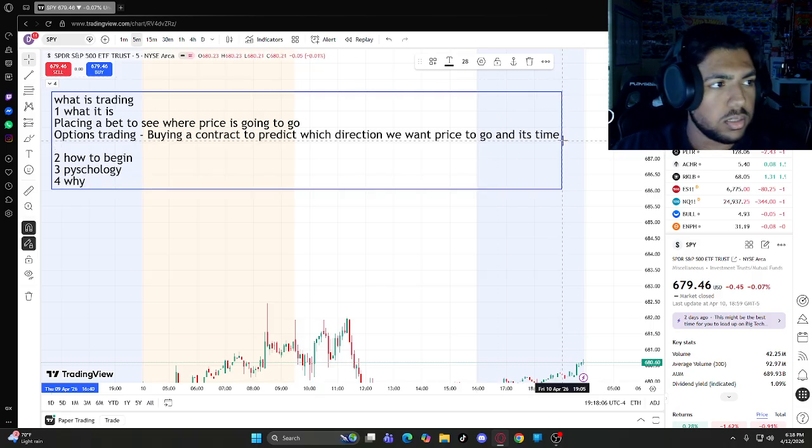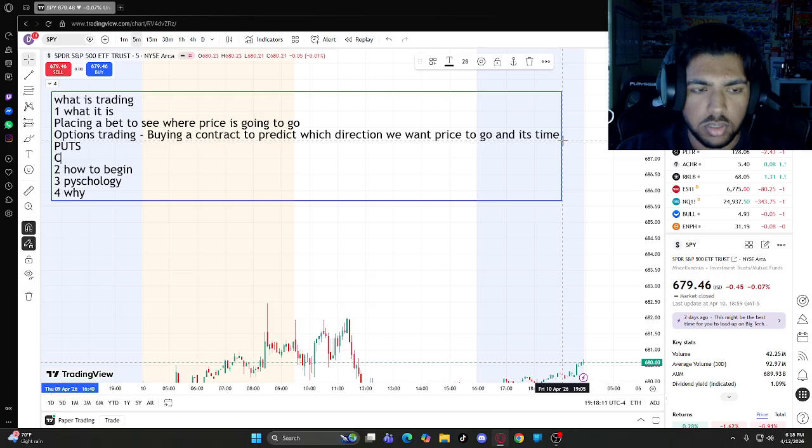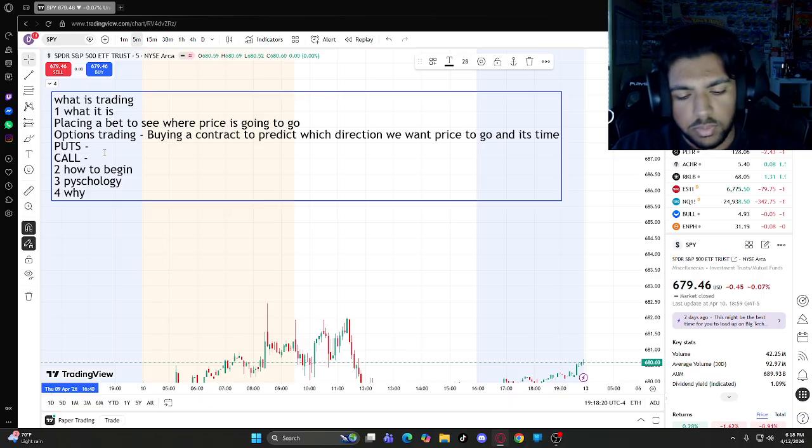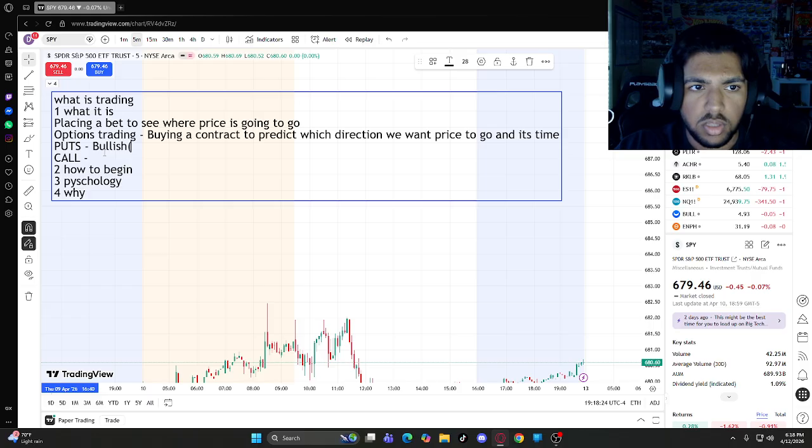Now let's get into the basics of options trading just a little bit. I'm going to get into two major things: puts and calls. Think of puts and calls as longs and shorts, if you're familiar with those terms, or think of them as bullish and bearish. We'll write a couple of things. Puts is bearish. Bearish would mean price going down.